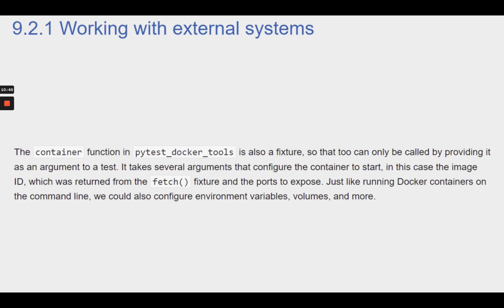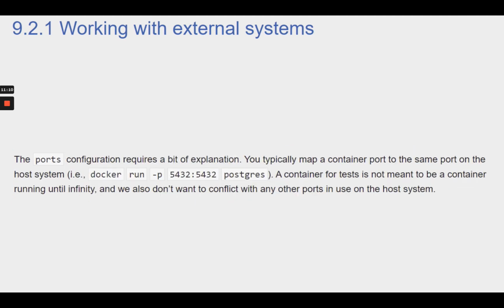The container function in pytest_docker_tools is also a fixture, so that too can only be called by providing it as an argument to a test. It takes several arguments that configure the container to start, in this case, the image ID, which was returned from the fetch fixture, and the ports to expose. Just like running Docker containers on the command line, we could also configure environment variables, volumes, and more.